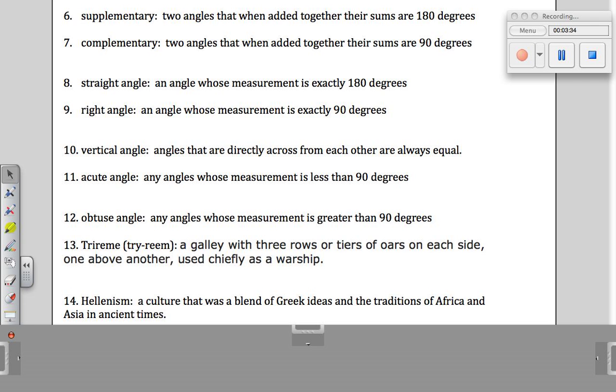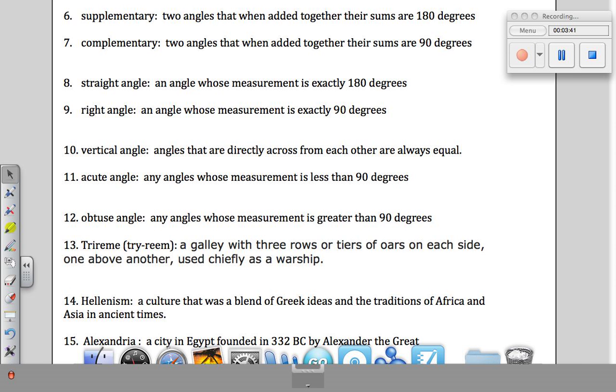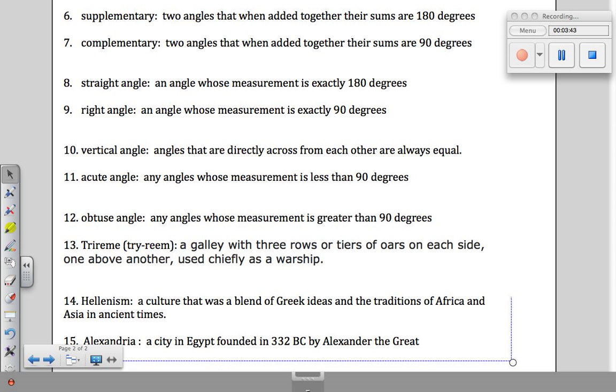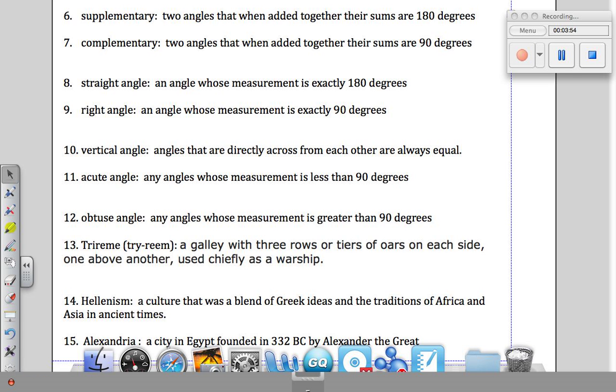Hellenism is a culture that was a blend of Greek ideas and different traditions of Africa and Asia in ancient times. And then finally, Alexandria. Alexandria was a city in Egypt that was founded in 332 BC by Alexander the Great.